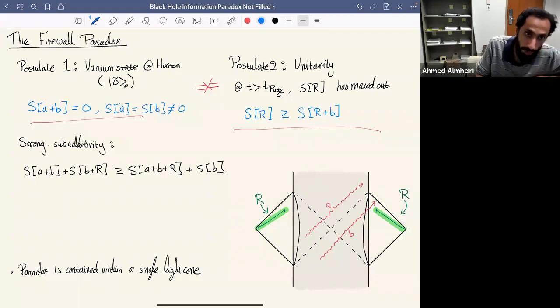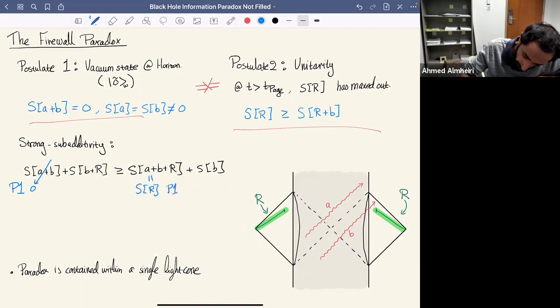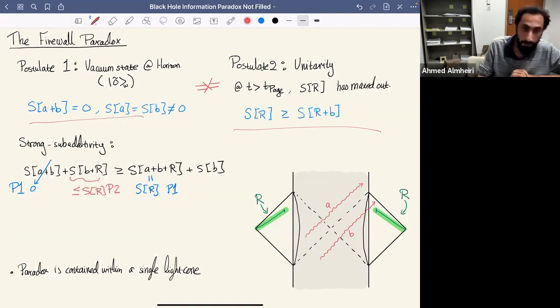Now let's use postulate 1 to simplify this. From postulate 1, this thing is equal to 0. Also this term here has to be equal to S of R by postulate 1, because A, B are not entangled with R, so the state separates, and so the entropy will just be this. And then from postulate 2, we know that this thing here is less than or equal to S_R.